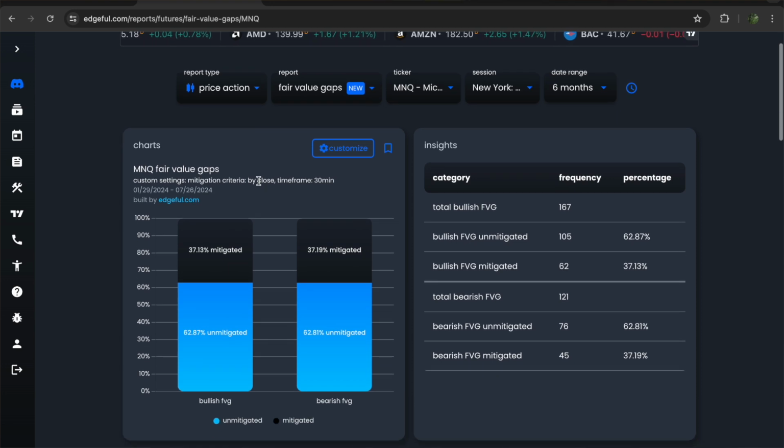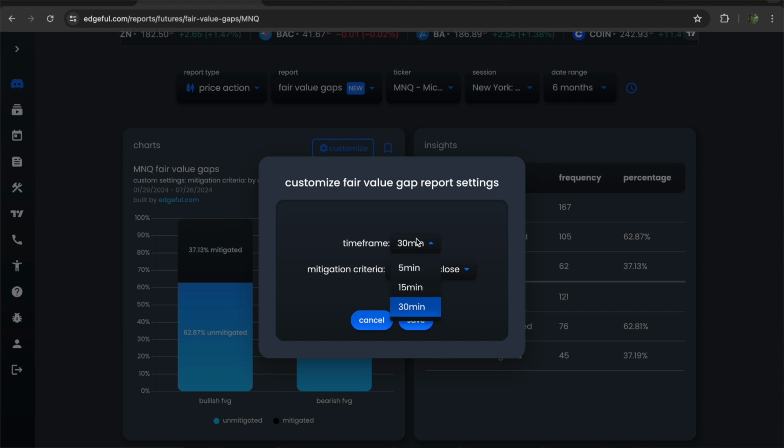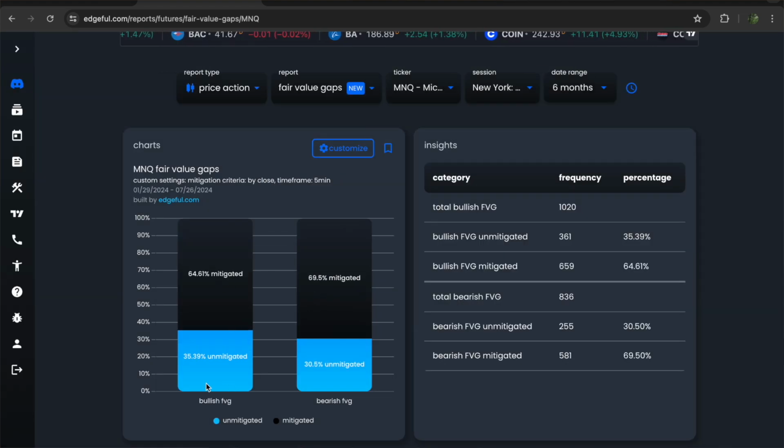So if we go to the 30-minute time frame, which is the highest time frame they have right now, you see here, 62% of 30-minute fair value gaps are unmitigated, which means they held price. They have not been invalidated in that same trading day. Now, these stats really change when you get into the lower time frames, such as the 5-minute. Only 35% of 5-minute fair value gaps have remained unmitigated by the end of that trading day.